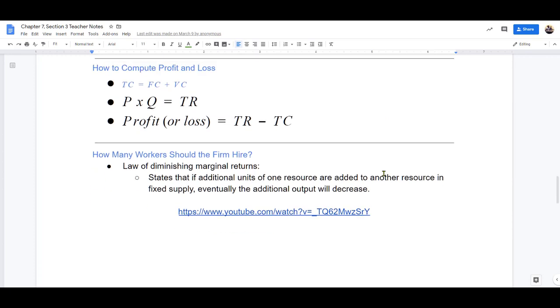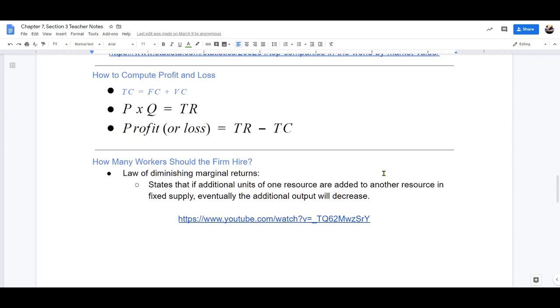All right, so how do we figure out if a company's making a profit or a loss? You take your TC, total cost, so that's your fixed cost plus your variable costs. Don't forget that. How do you figure out your TR? It's just price times quantity. And so how do you figure out if you've got a profit or a loss? If you take your TR, your total revenue, and subtract your TC, your total cost, and the number is positive, that means you've made a profit. And if it's negative, it means you've made a loss.